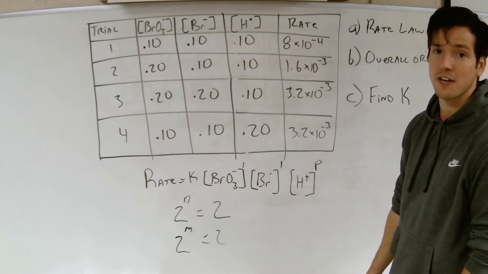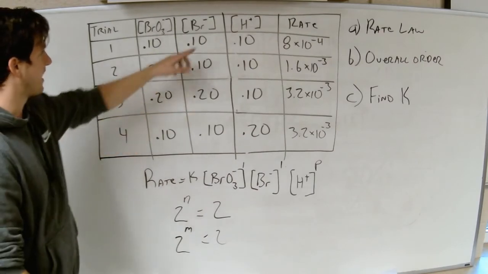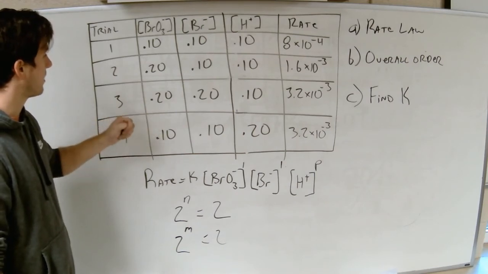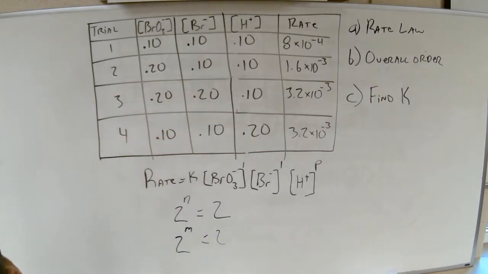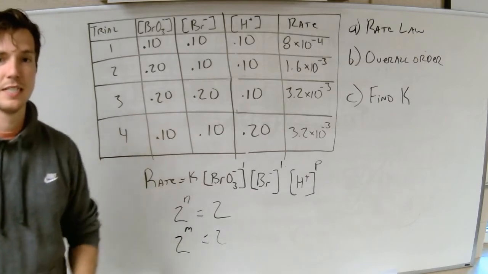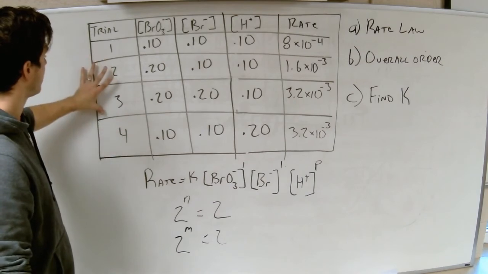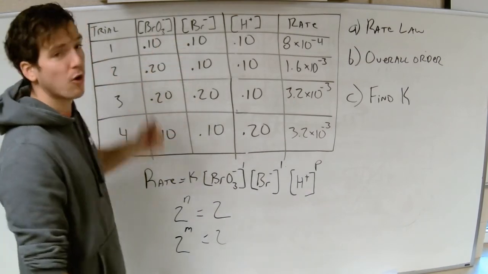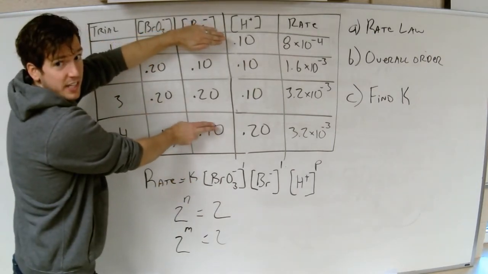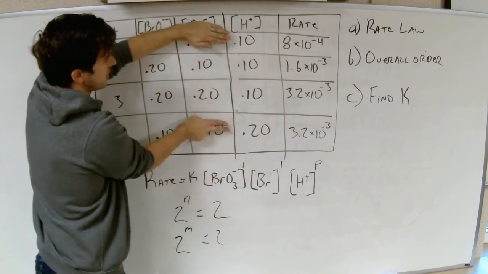Now, let's focus on H+. Oh, look at that. It looks like it stays the same pretty much except for trial 3 and 4. It looks like bromate, uh-oh, we can't use that one either because these guys haven't stayed the same. Let's see here. Where's one where bromate and bromine stayed the same, but hydrogen did not? I see that in trial 1 and 4, bromate stayed the same. And in trial 1 and 4, bromine stayed the same. So I will cancel out those guys, and I look at hydrogen, and it looks like it did change. So we know that these guys were not a factor in the rate, but hydrogen was.